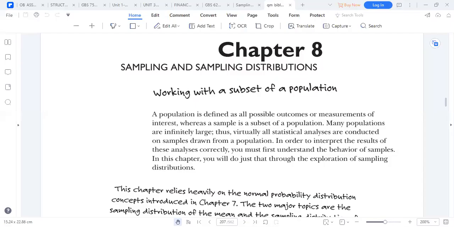We're going to consider sampling and sampling distributions. So you must understand that we've been dealing with populations and samples. A population is simply a set of all possible outcomes or measurements of interest. And the subset of a population is called a sample. So there are many populations that we can have under consideration.